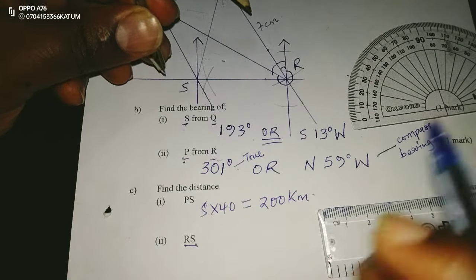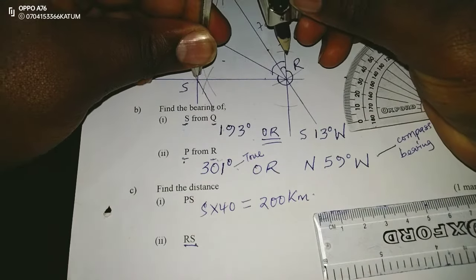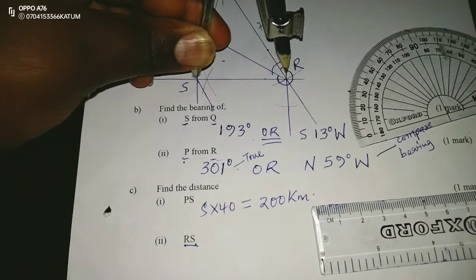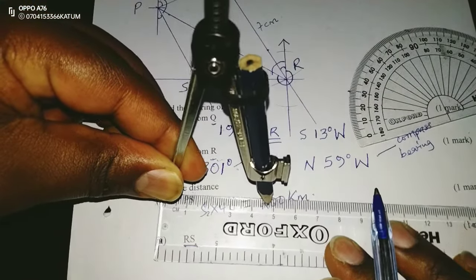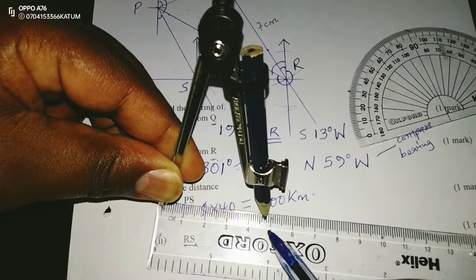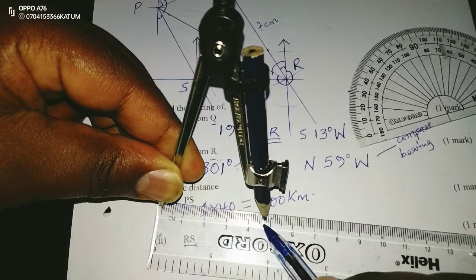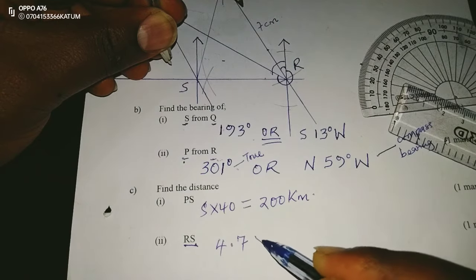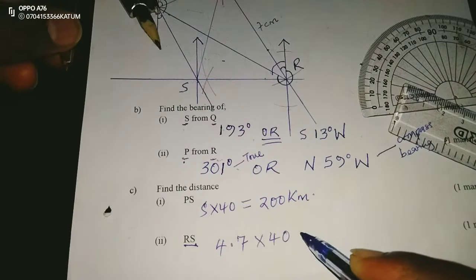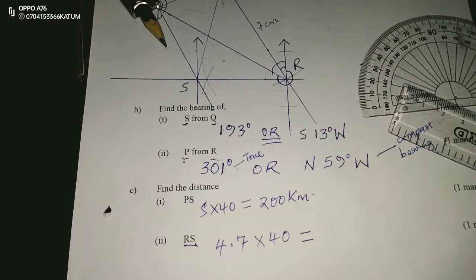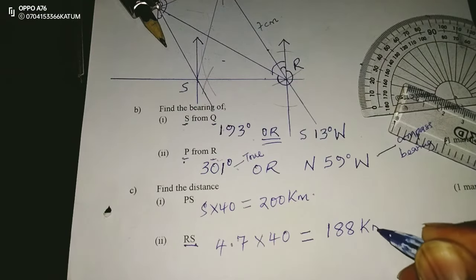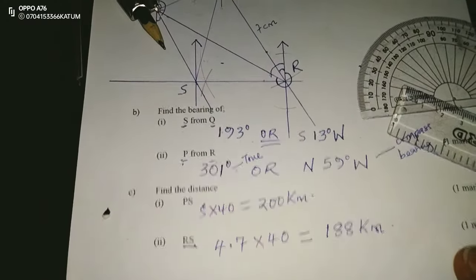Again, the distance RS. So from R to S, this is the distance. The distance RS. We also transfer it to the scale. This is giving us 4.7 centimeters. So 4.7 centimeters, and each centimeter is representing 40 kilometers. So I'll have 4.7 multiplied by 40. This gives us 188 kilometers.